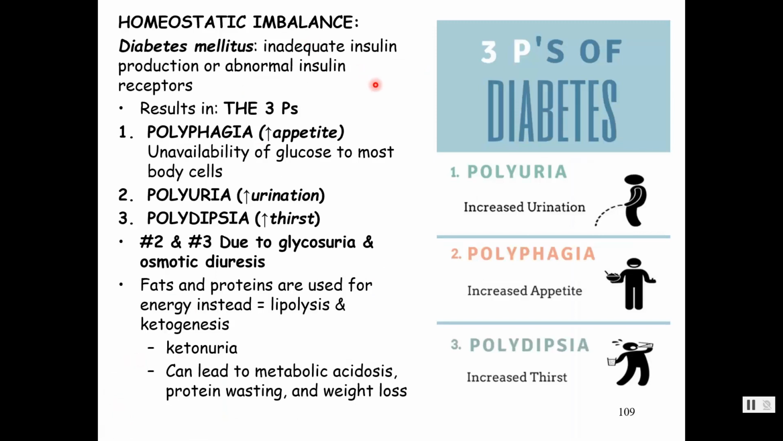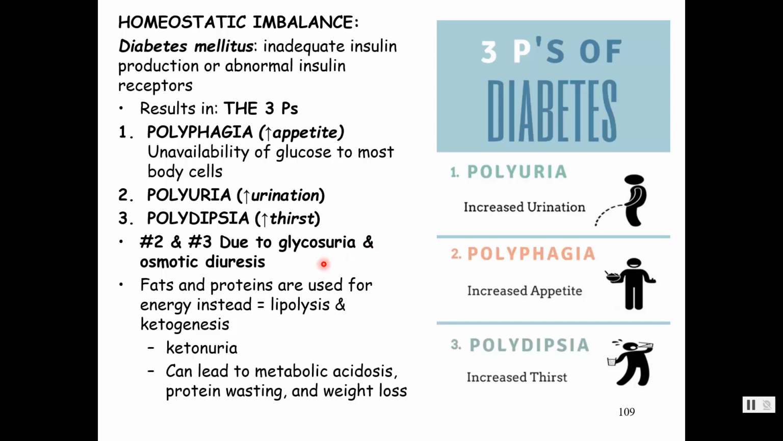So let's look at homeostatic imbalances. Diabetes mellitus: diabetes means to flow through, and mellitus means honey, so it's sweet. That is when there's either inadequate insulin production by the pancreas or abnormal insulin receptors. The signs of untreated diabetes are the 3 Ps. Polyphagia means increased appetite, because glucose is unavailable to most of the body cells, so we get a stimulus in appetite. Polyuria: poly means many, so think many urinations, or high urination. And polydipsia means high thirst.